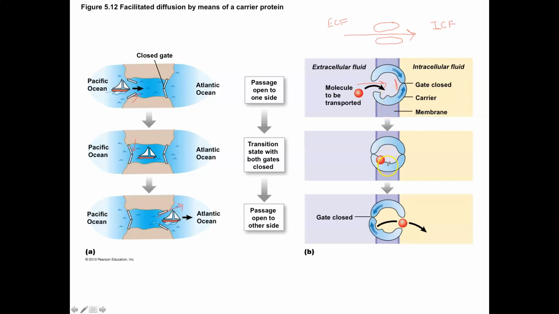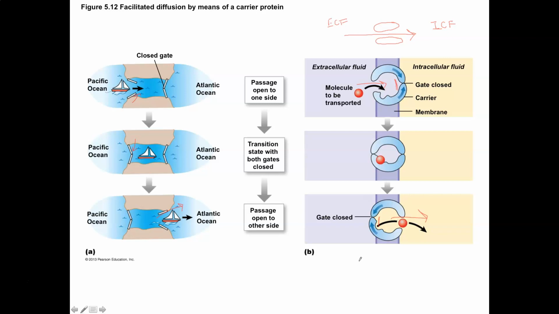There's a conformational shape change that takes place in the protein, and so now it's open to the intracellular side and closed off to the extracellular side. So there's no continuous passageway between extracellular and intracellular. And so that's a difference we see between channel proteins and carrier proteins.